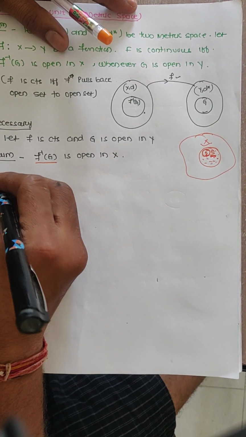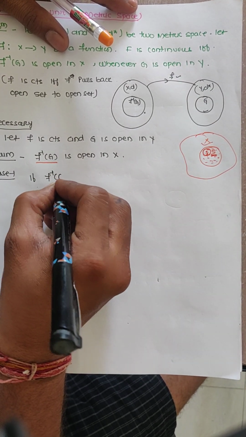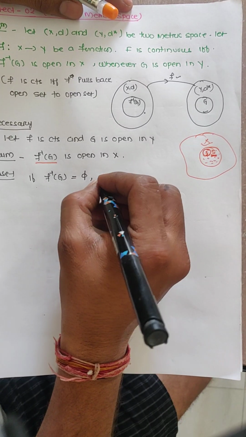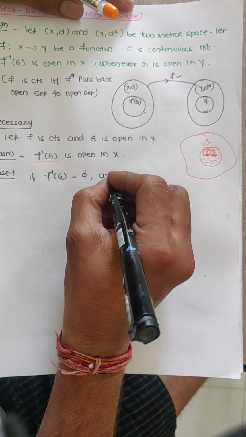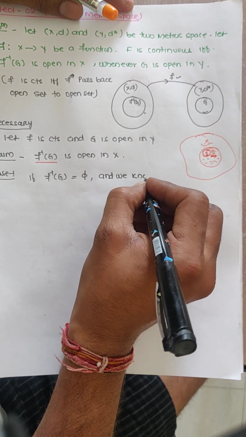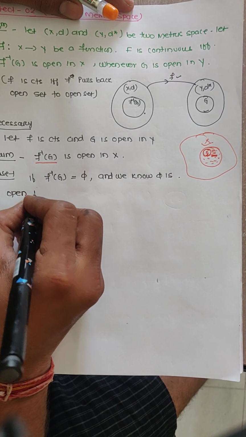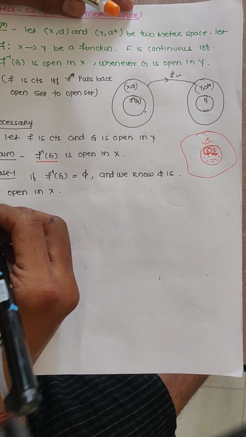Case 1: if f inverse of G is empty, then we know that the empty set is open in X, phi is open in X. So f inverse of G is open in X.